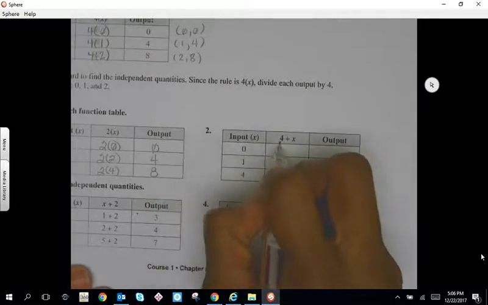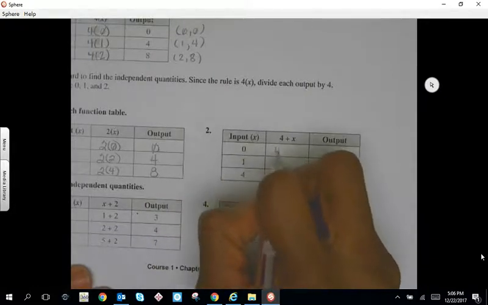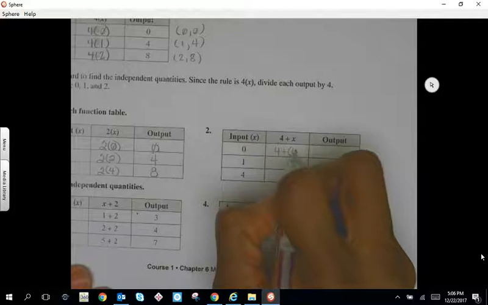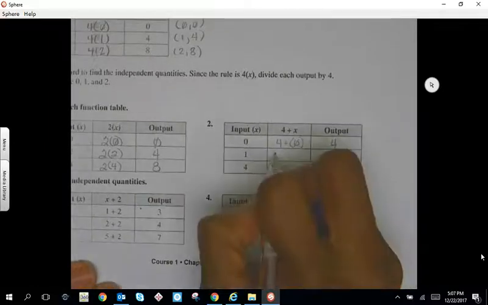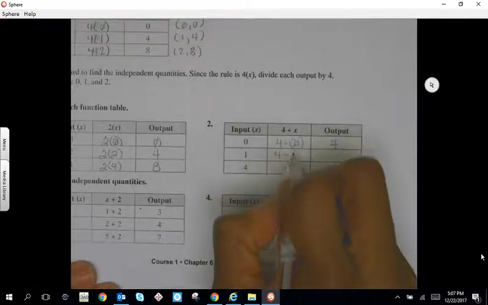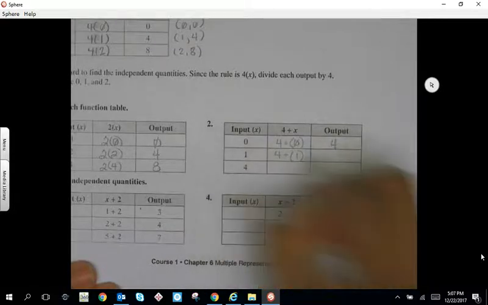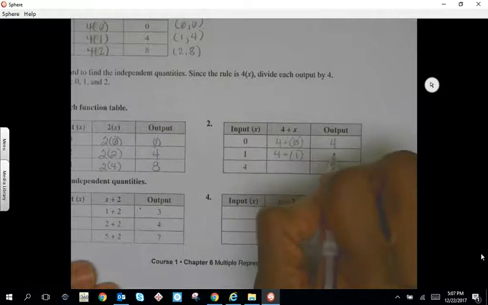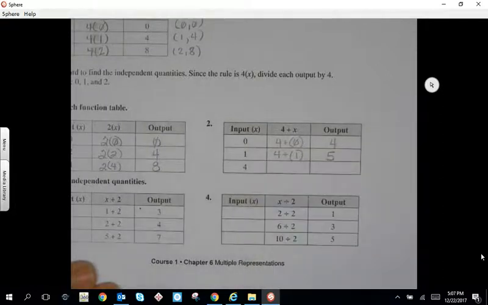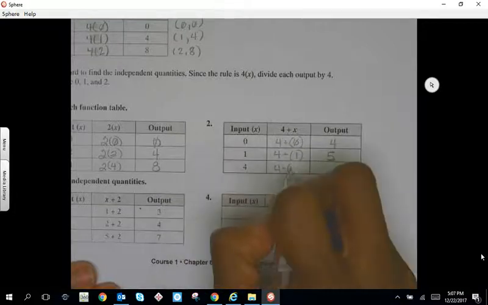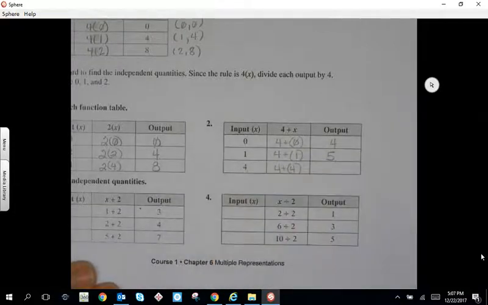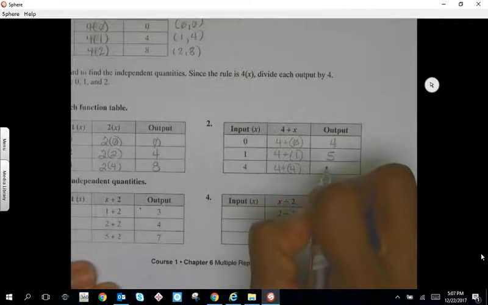My rule is 4 plus x. So 4 plus, my x is 0. 4 plus 0 is 4. 4 plus, remember my rule, 1 is what my x is now. So 4 plus 1 is 5. My rule is 4 plus x, but now my x is 4. So 4 plus 4 is 8.